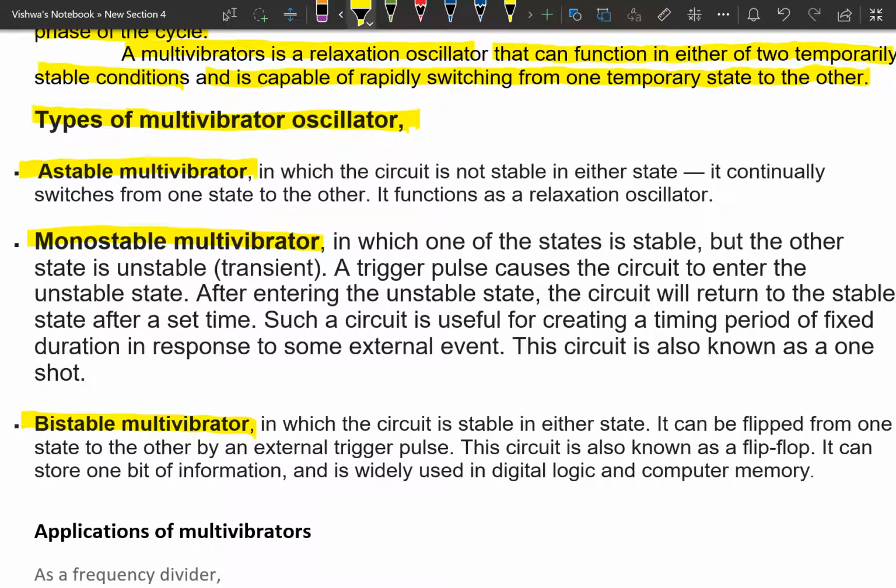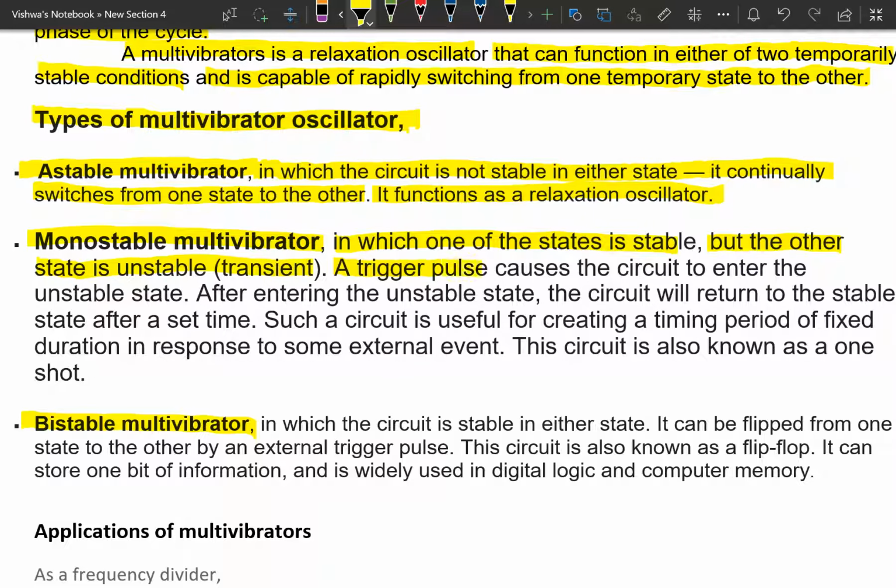What are these multivibrators? First is the astable multivibrator. In an astable multivibrator, the circuit is not stable in either state; it continually switches from one state to the other state. It functions as a relaxation oscillator. Here the output is not stable, it continuously changes states. If you take it as 0 and 1, the output is continuously changing 0 1 0 1 0 1 like that. Then monostable multivibrators, in which one of the states is stable but the other state is unstable, that is, transient.